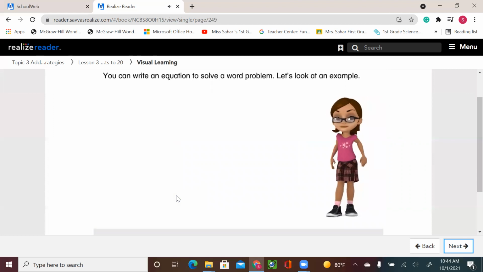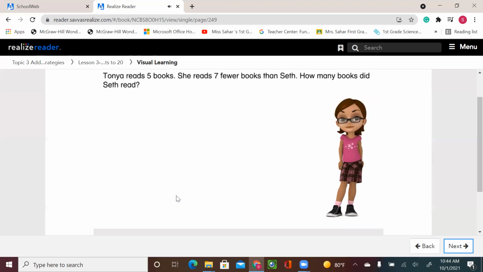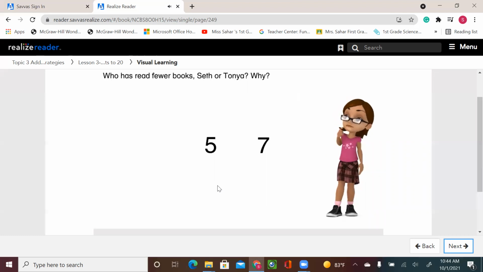You can write an equation to solve a word problem. Let's look at an example. Tanya reads 5 books. She reads 7 fewer books than Seth. How many books did Seth read? What do you know? Tanya read 5 books. Tanya has read 7 fewer books than Seth. Who has read fewer books, Seth or Tanya? Why?